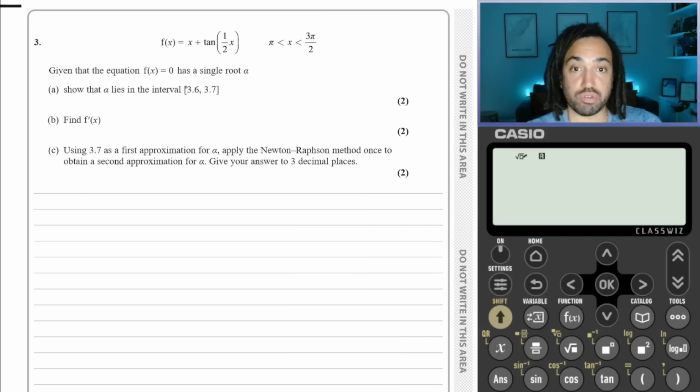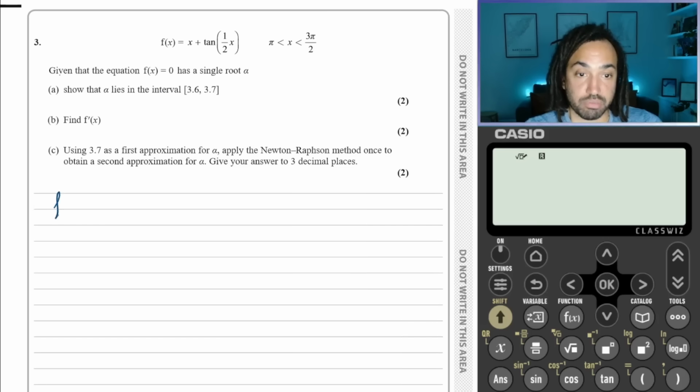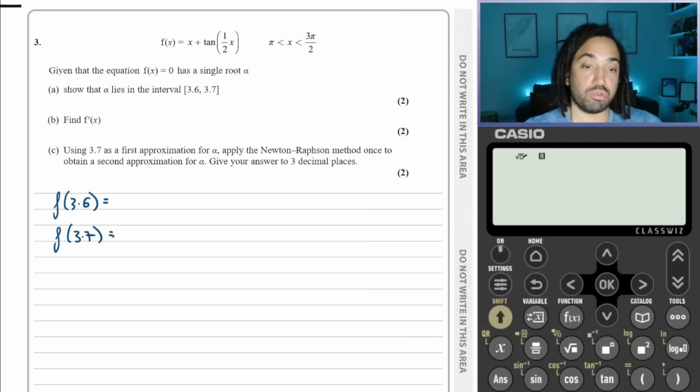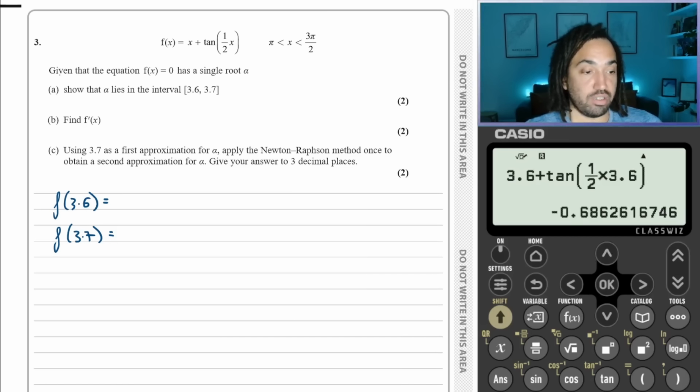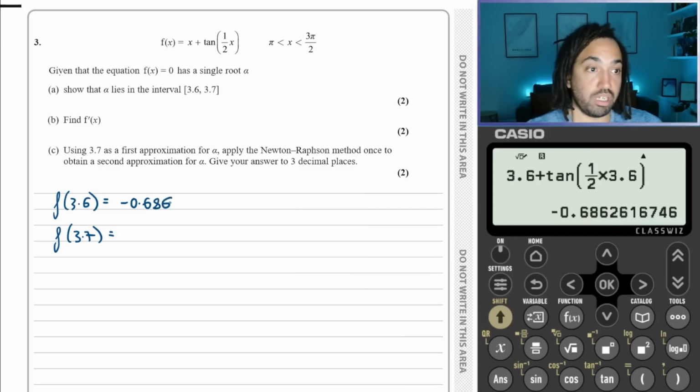If you want to show that a root lies within an interval, we have to substitute the endpoints of that interval into the function and show that there is a change of sign. So I will just go over to my calculator. Okay, and I've subbed it in, and I've made sure that I'm in radian mode, which is extremely important here. Okay, so that is the value that we've got. So that is going to go down for this one here. So you need to write this down just to show your working.